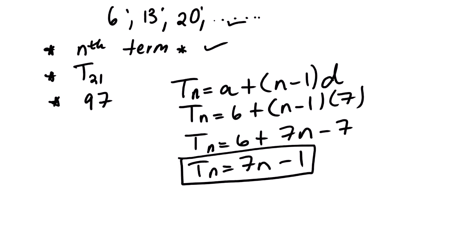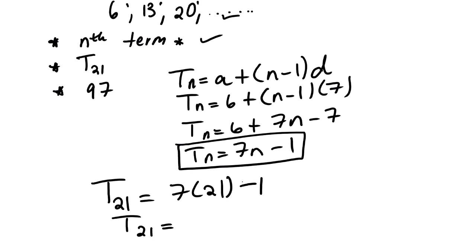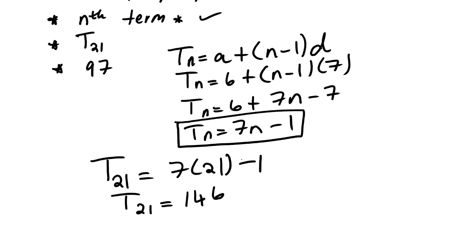For the second question, we use the very same equation. Where we see n, we substitute 21. It equals 7 times 21 minus 1. T21 equals 7 multiplied by 21, which is 147. 147 minus 1 is 146. So term number 21 is 146. I hope you got it correct. Let us move to the next question.